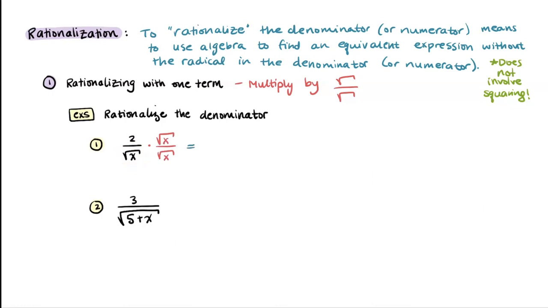When you multiply fractions together, you multiply across the numerators, so that'll be 2 times radical x. And then you multiply across the denominators, so that's radical x times radical x. And when you multiply something that's under a root times the same thing, you're essentially squaring it. And so the root goes away, and what you're left with here is just x. So this will be 2 radical x over x.